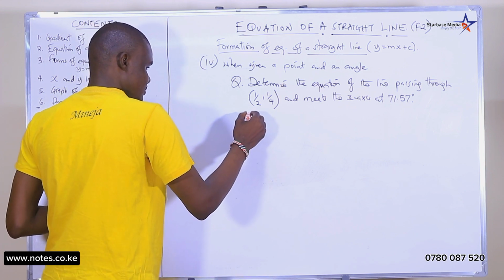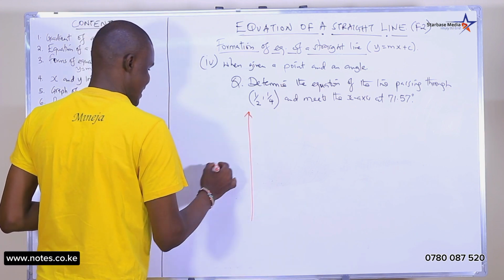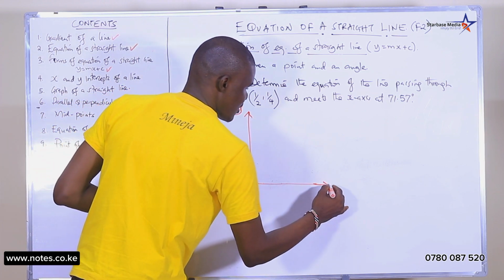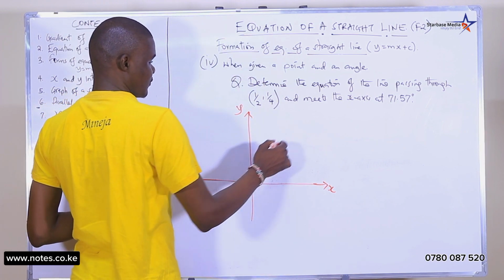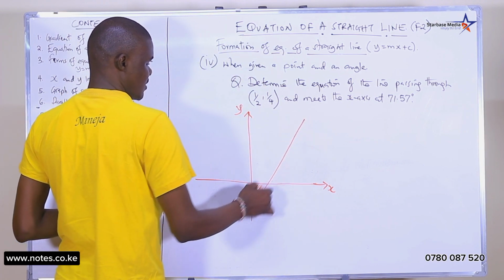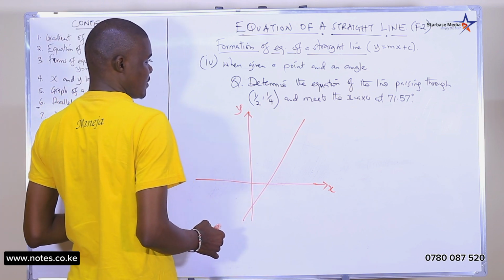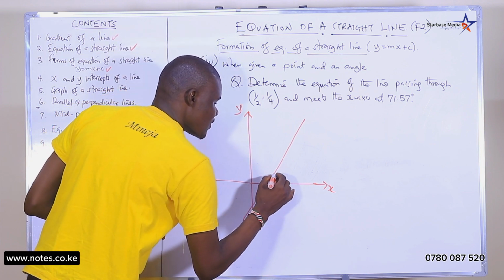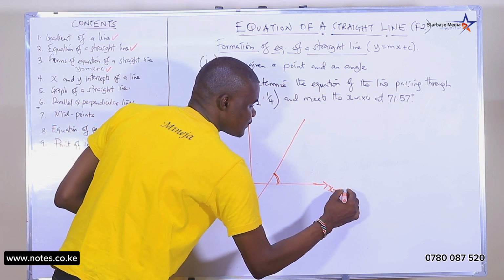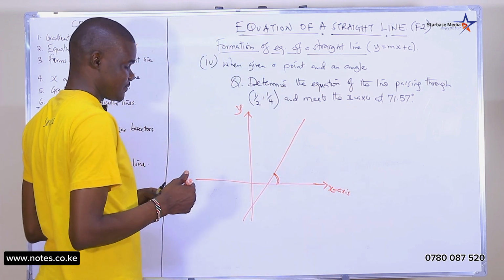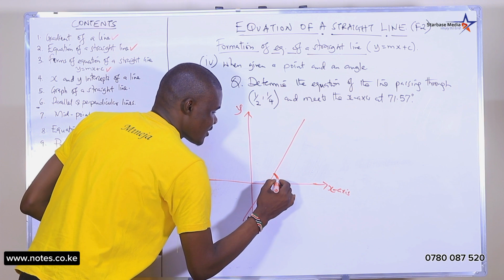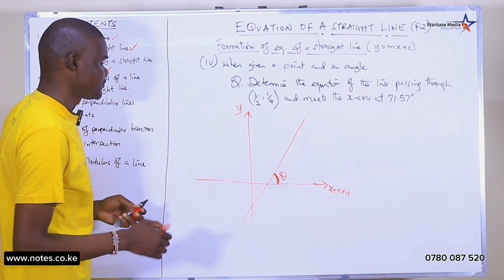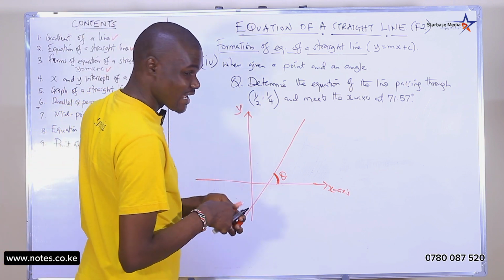You are given a point and an angle. So this one we know now, common knowledge, x and y. And then we have a point, we have a line there. And this line, we are told it is making some angle with the x-axis. This is the x-axis. Look at that. It is making an angle here, theta, with this axis. And then you are now told to find the equation of the line. How do you go about it?